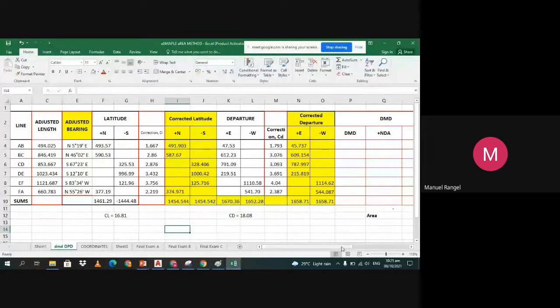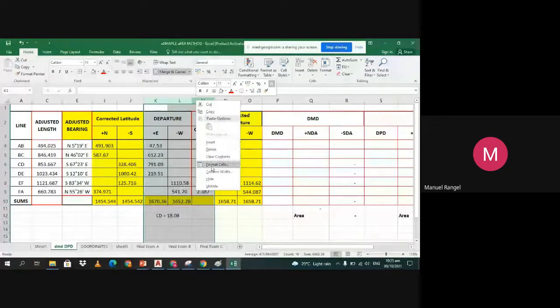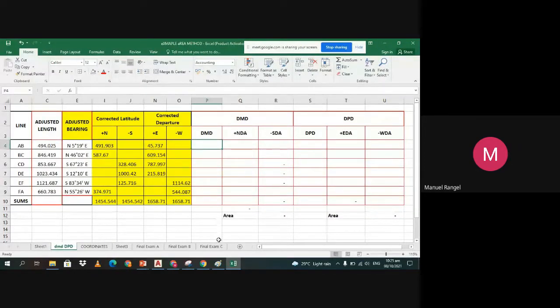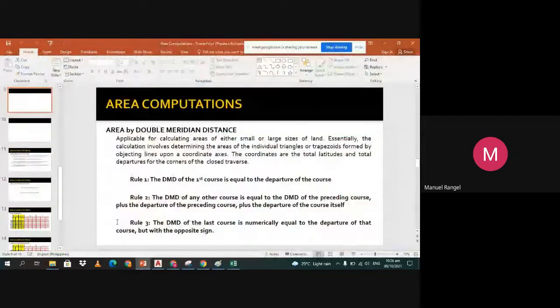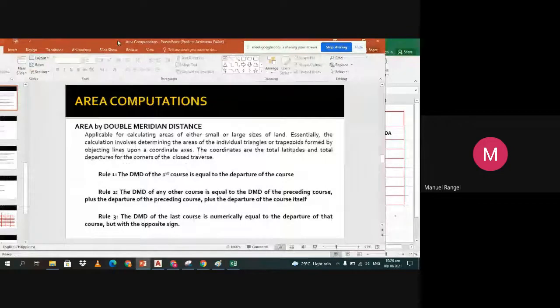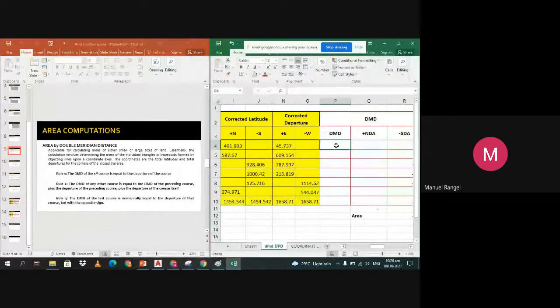Okay, so let's use the example from earlier. We'll be using the corrected latitude and the corrected departure. For the first rule of DMD, the DMD of the first course is equal to the departure of the course. So that is equal to the departure, which is 45.737.